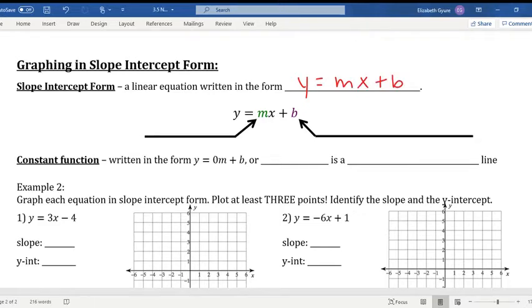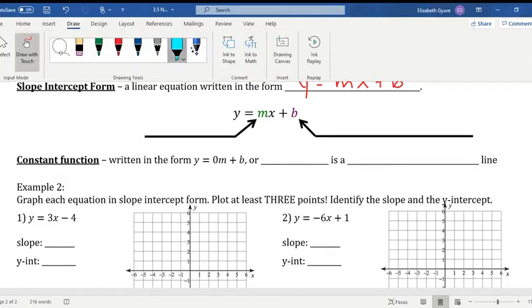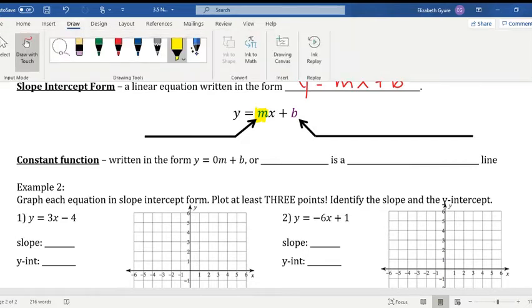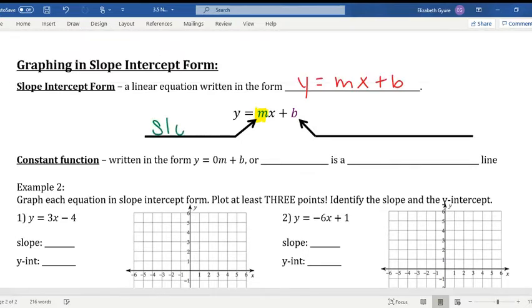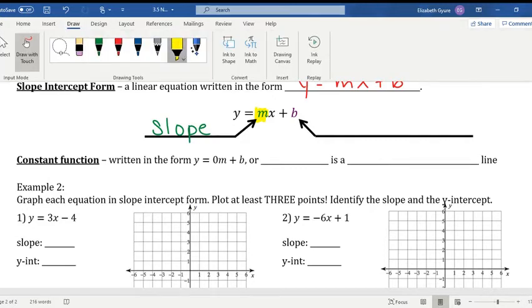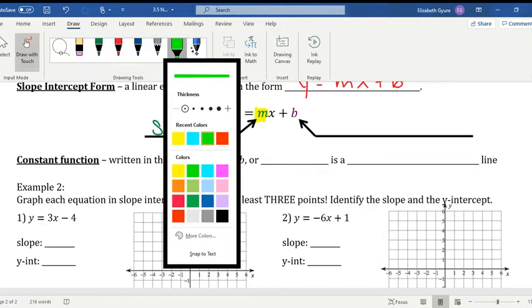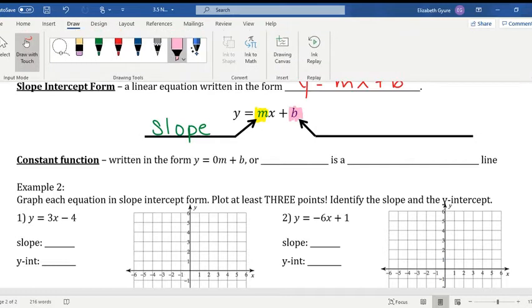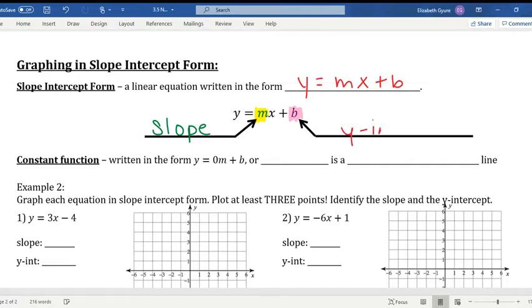So y equals mx plus b. That is where m is the slope. Okay. And then this b that's on the back here is the y-intercept. And we talked about intercepts last week.